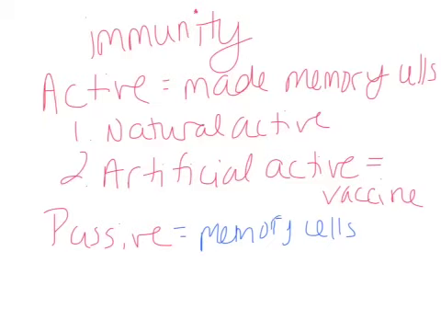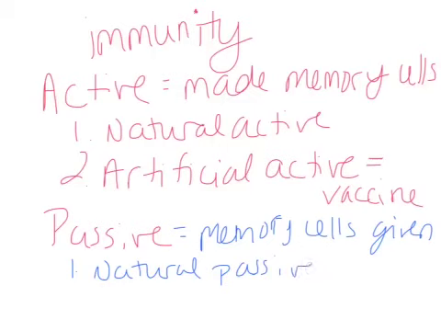So I did not make my own memory cells here. They were given to me. That can be due to natural passive immunity, which is involved with mothers and infants through breast milk. The mother passes on the antibodies she has in the breast milk, and while she's pregnant and the fetus is developing, she passes on her antibodies to that developing child. So the child doesn't make any memory cells because it's just being given antibodies.